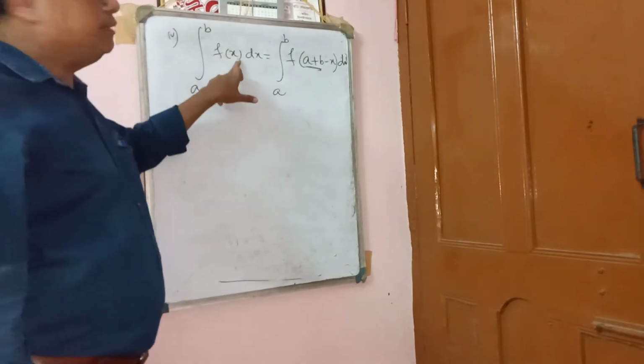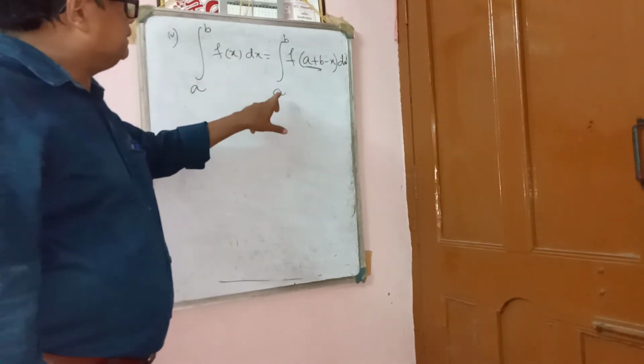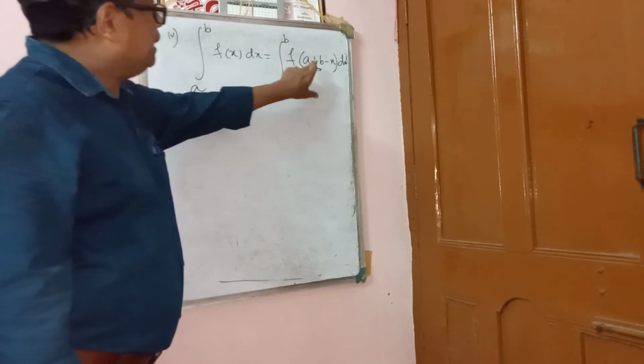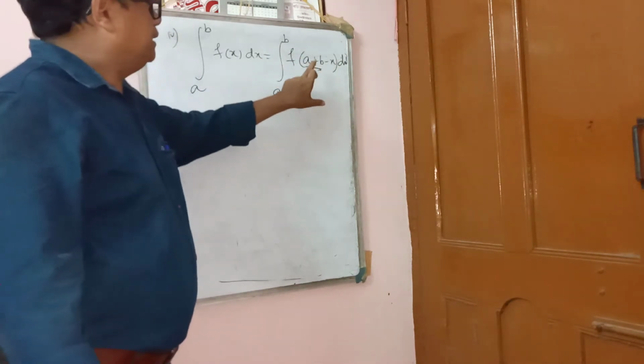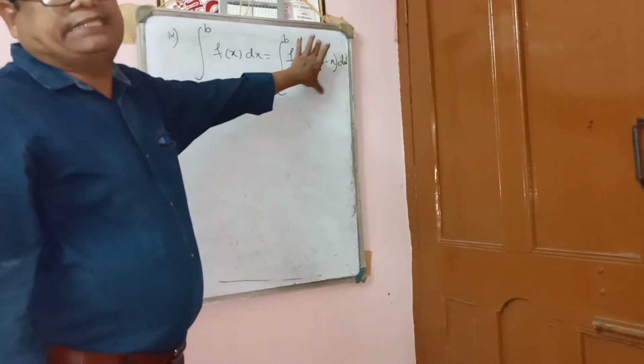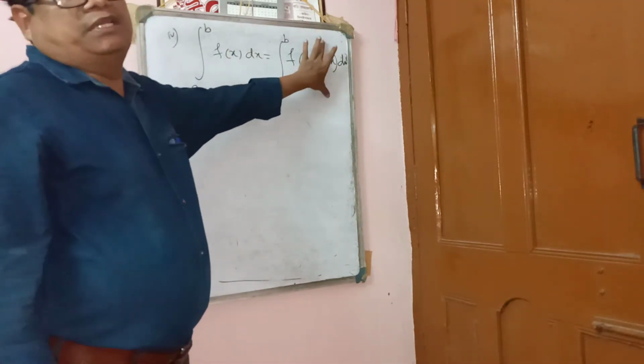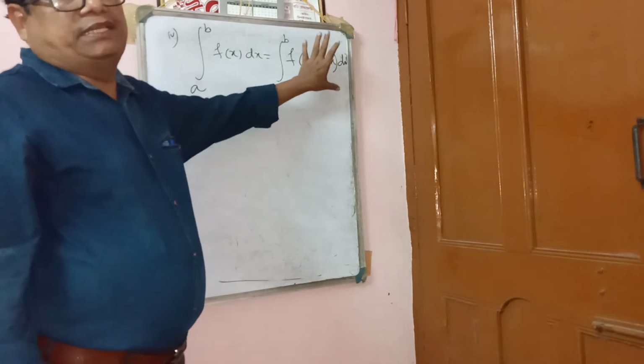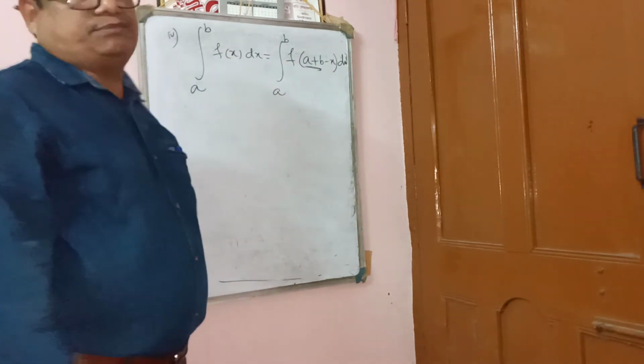So the integral from a to b of f(x) dx equals the integral from a to b of f(a plus b minus x) dx. Let a plus b minus x be z. That side is constant, and you will get that part. And dx equals minus dz, and you have to change the limits, and you will get this.